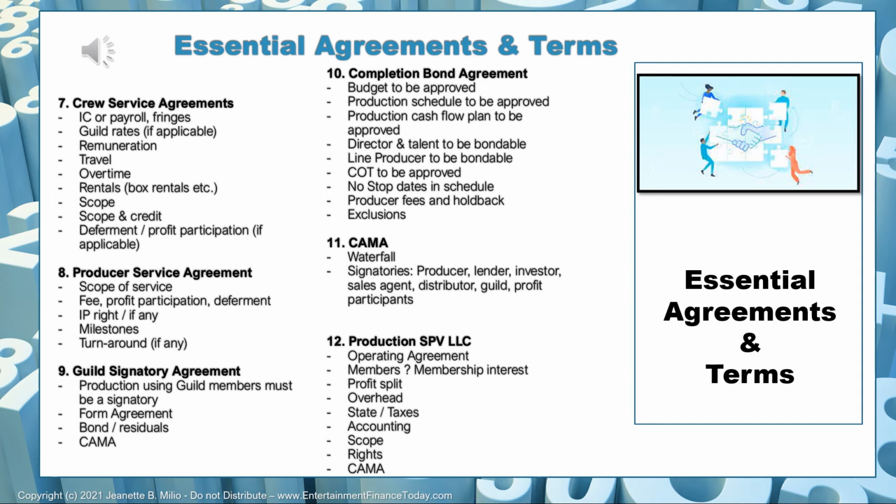Is it the investor with you? Is it just you as a producer? It will talk about profit splits. It will talk about overhead, some tax applications that are applicable for this company. It will talk about what the company does and the rights it has and the scope. And of course, it is the entity that will be in the collection agent management agreement.